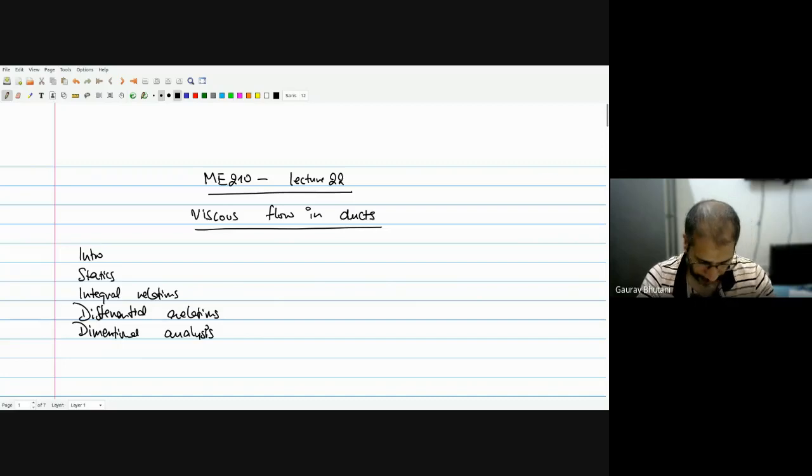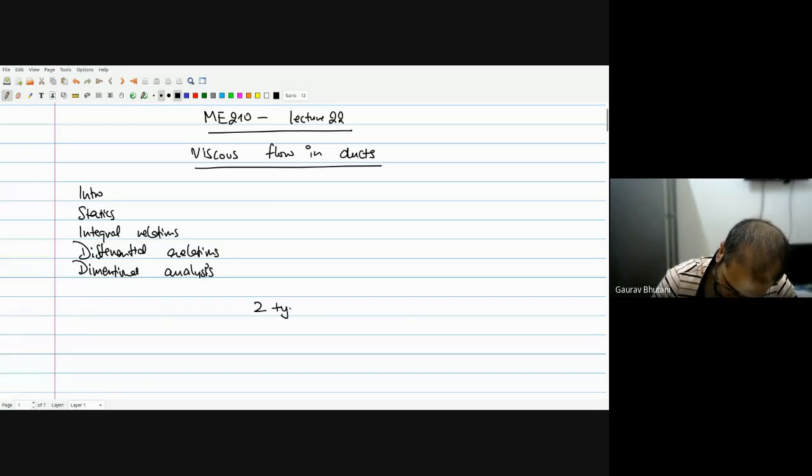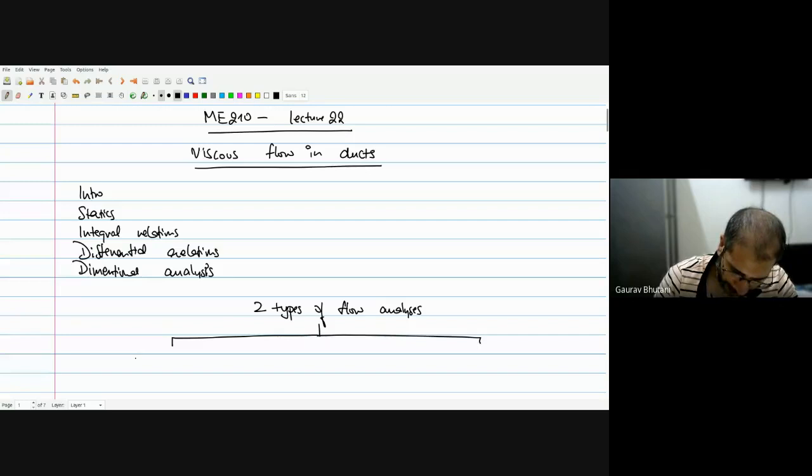The topic that we'll discuss now is on the actual application of these ideas that we have learned to specific problems. In general, we classify the fluid mechanics problems into two general types. So I'll say two types of flow analyses. The first type is called internal flows.